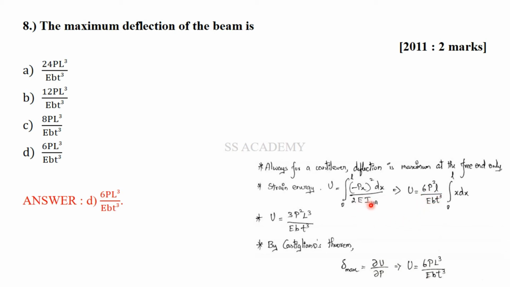How it becomes EBT cube: we have calculated I_NA in the previous question. Just by substituting here, you will be getting the integral 0 to L of x squared dx. You will be getting finally the strain energy to be this. And according to Castigliano's theorem, we have to differentiate with respect to the load. So you'll be getting 3 into 2, 6PL cube by EBT cube. So D is the right answer.